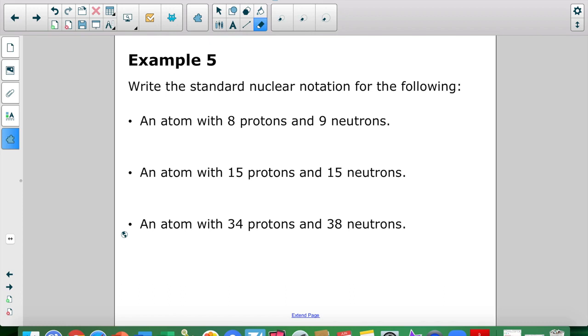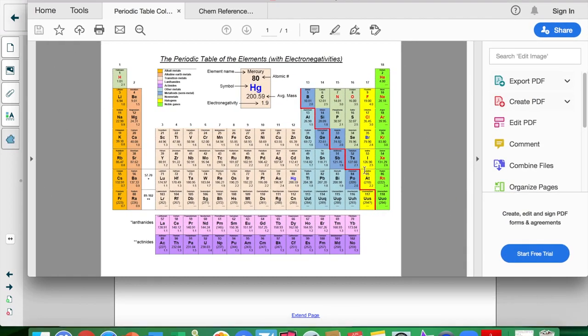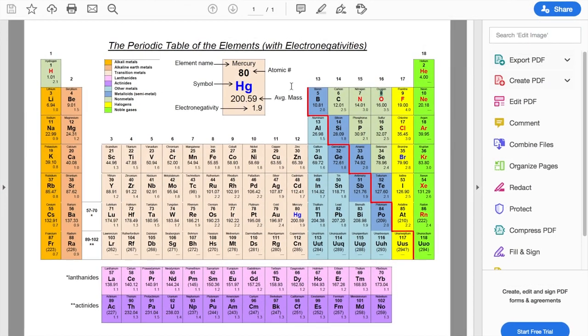Based on what we learned, let's figure this example out. It says write the standard nuclear notation for the following. The first one is an atom with 8 protons and 9 neutrons. Remember, the protons determine the element, what kind of atom it is. So you go over here and you say, what's the atom that has 8 protons? What's the atom that has an atomic number of 8? That's going to be oxygen.